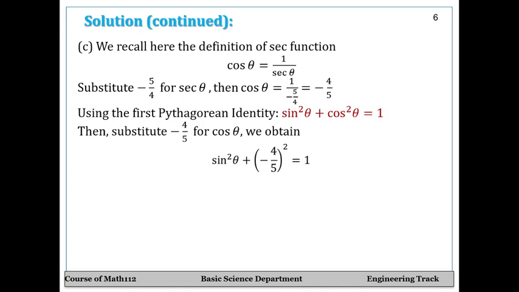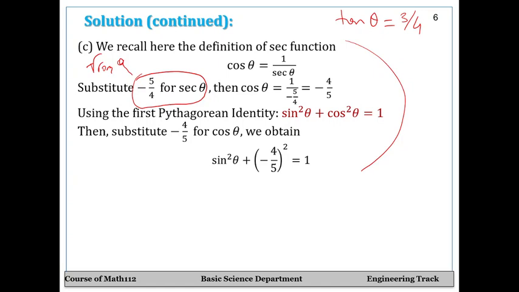Here, this answer is using another approach. So I try to make this one tangent theta is equal to 3 over 4, right? Okay. And here, the secant theta, it's coming from, I think, from part B, it goes from part B.